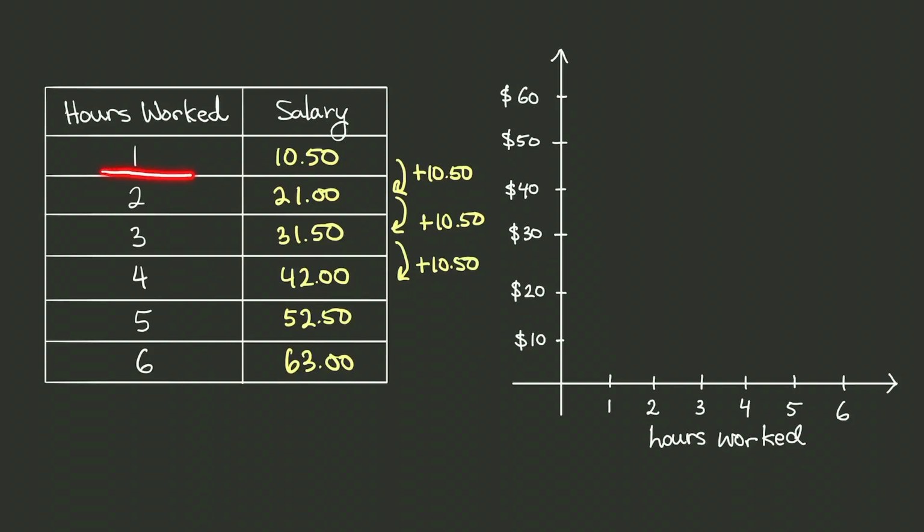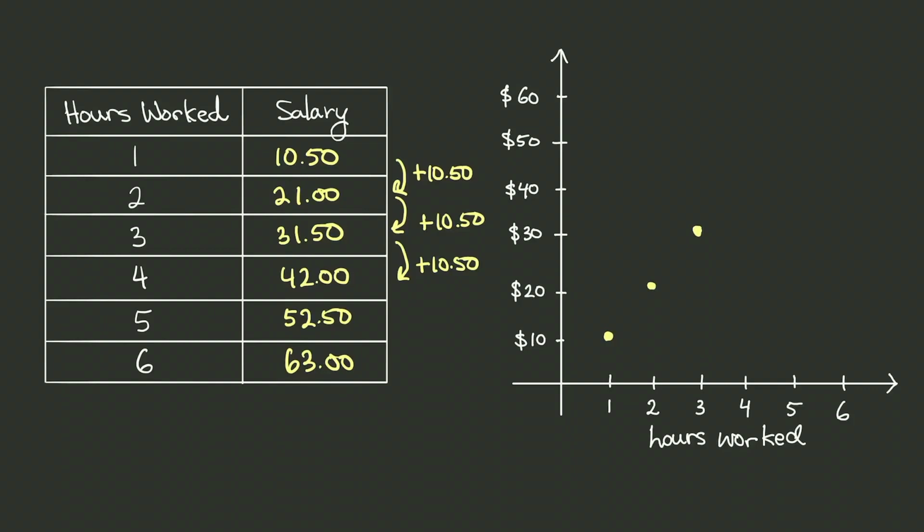Now we can treat each of these rows as an ordered pair and graph them on the plane. So, for example, for 1 hour worked, she made $10.50. If she works 2 hours, she'll make $21. And I'm just going to carefully graph each one of these. So after 3 hours, she makes $31.50. Of course, I'm just estimating the height.